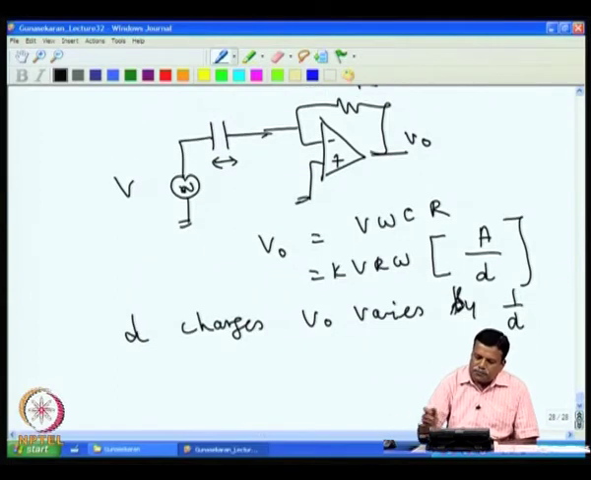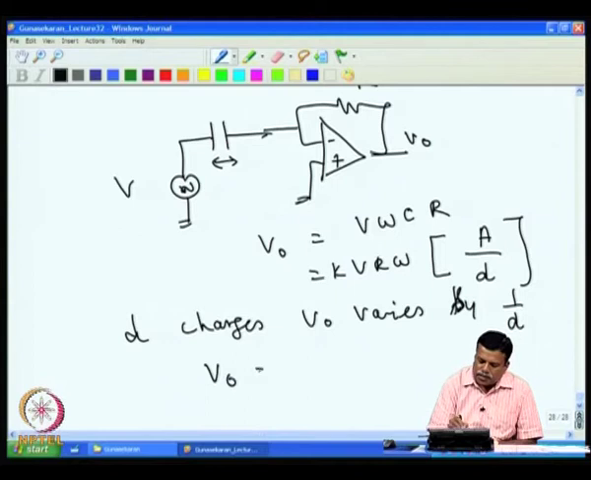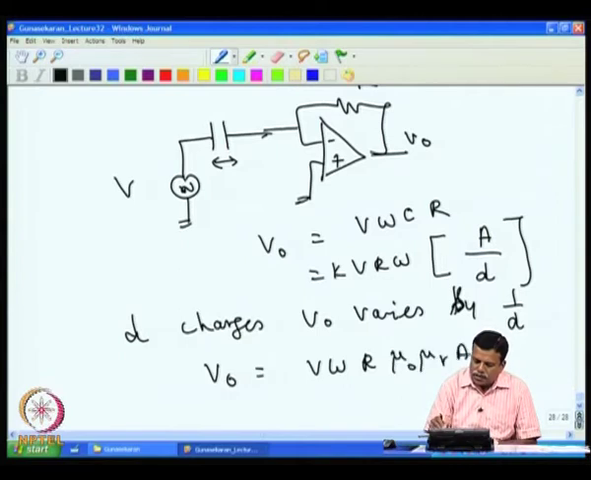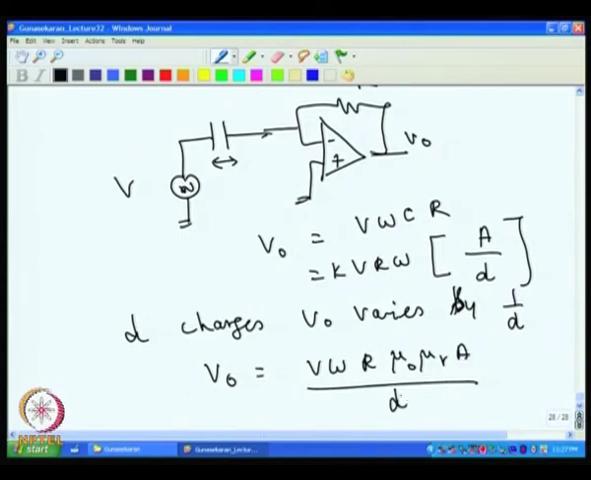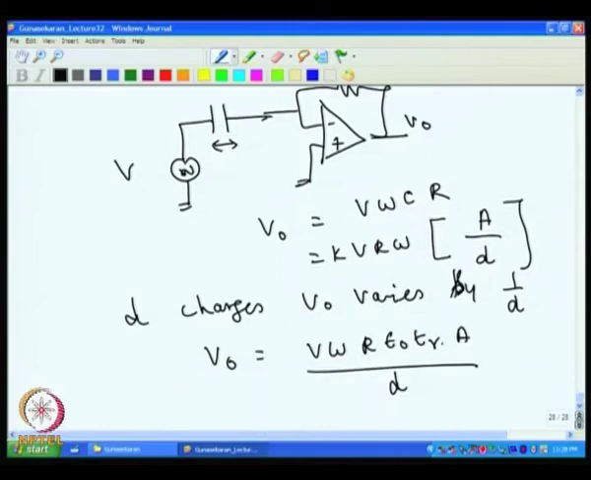Another issue is that if we take the true formula, we will have V into omega R, and then epsilon naught epsilon R A divided by D. Now, it is epsilon naught epsilon R, not mu R. So, in real life, if we compare this output voltage with the ratio transformer bridge, if V, the supply voltage, varies, the output voltage will change, and if the frequency of the source varies, the output voltage will also change.